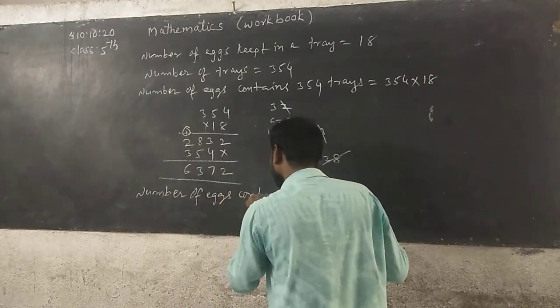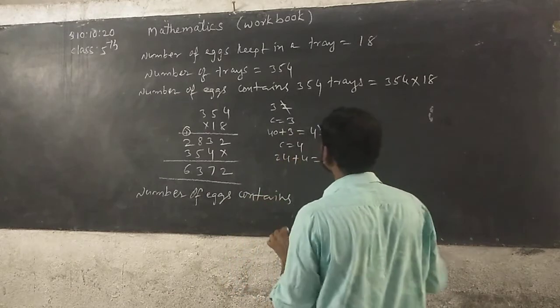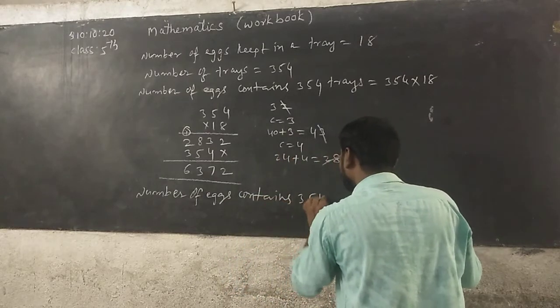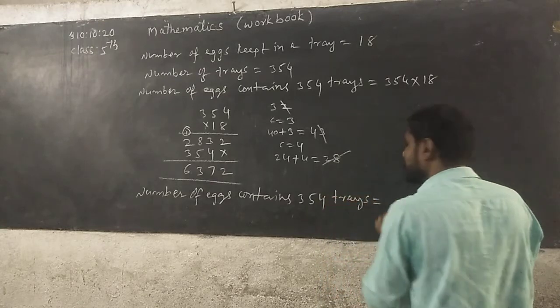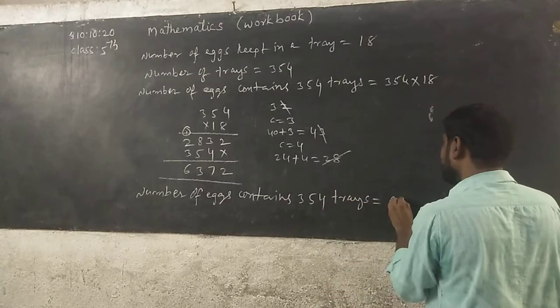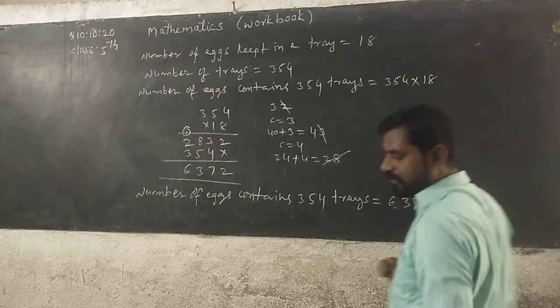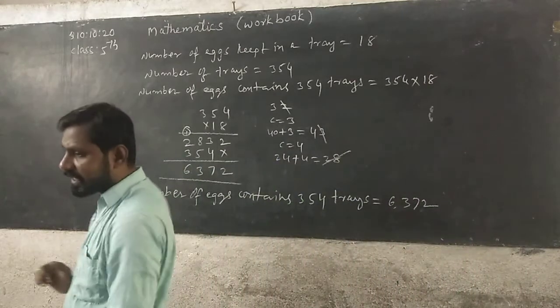Number of eggs contained in 354 trays is equal to 6,372. Now here, number of cartons.